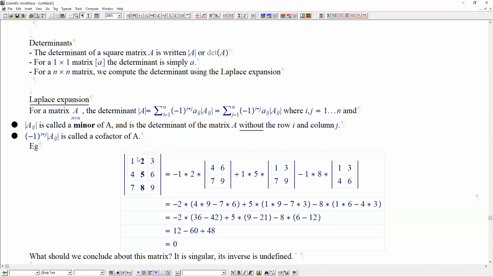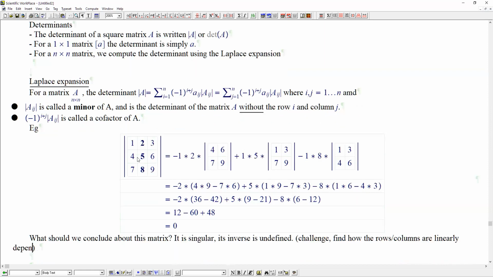So, challenge: find how the rows or columns are linearly dependent.